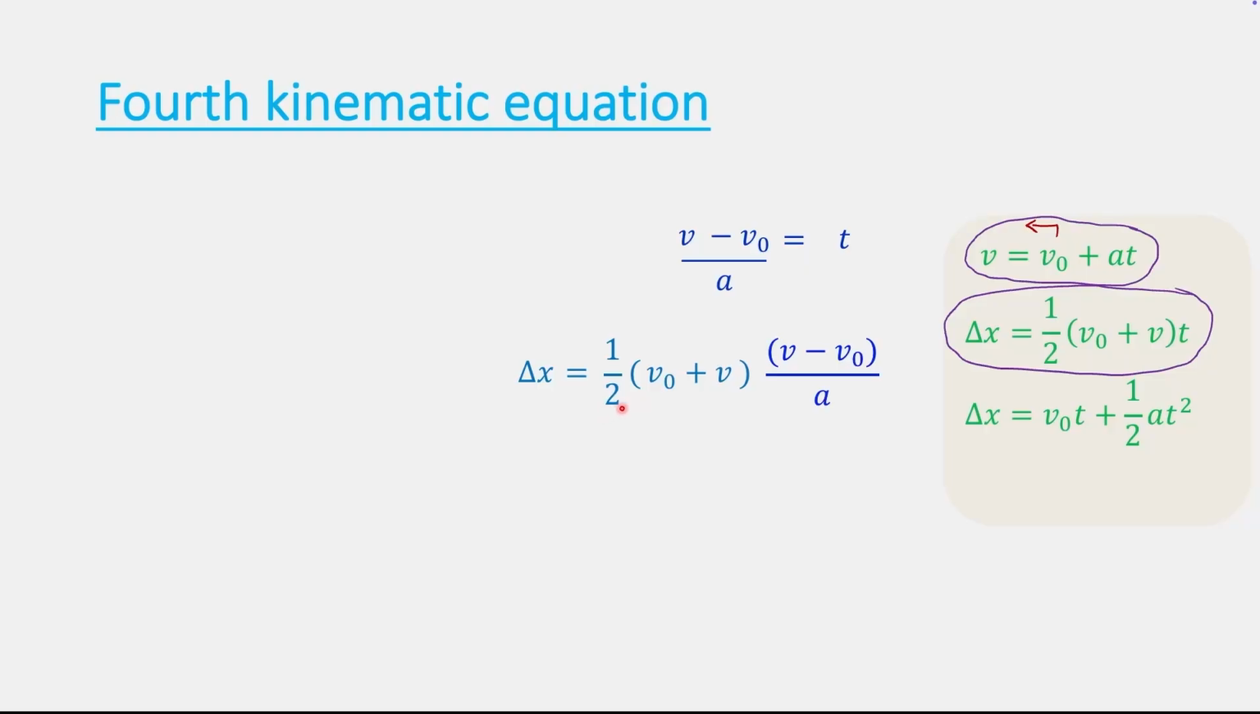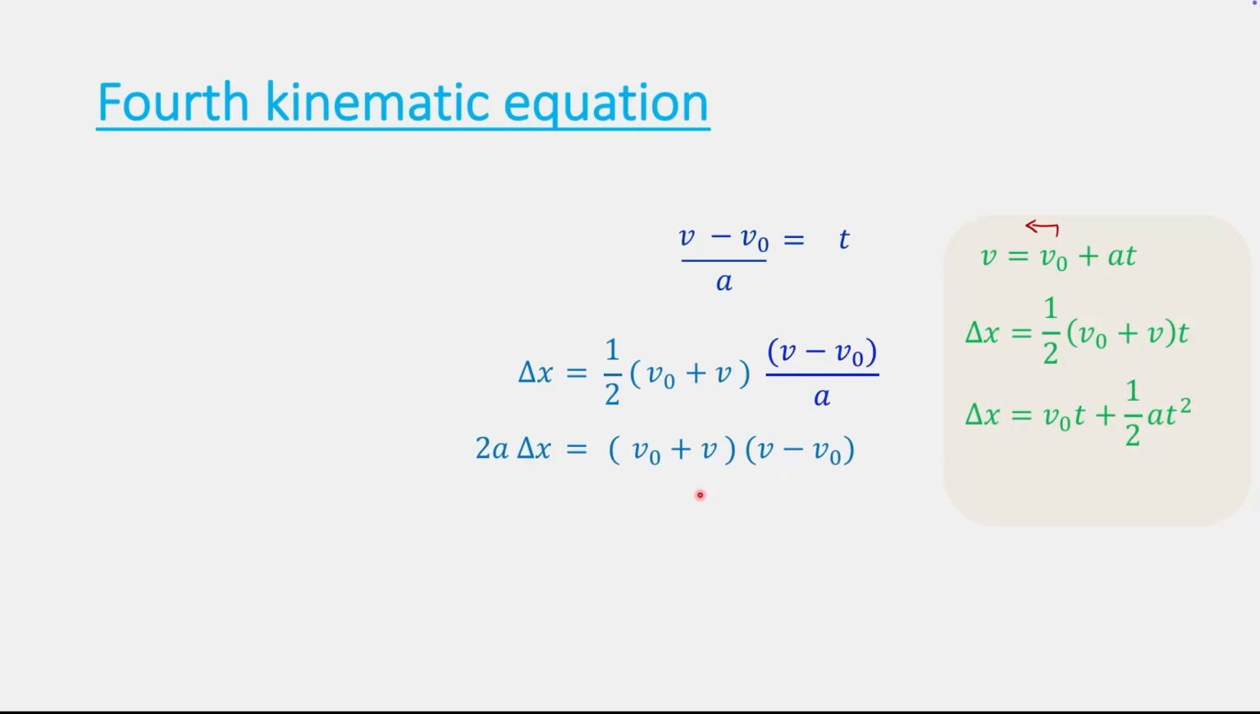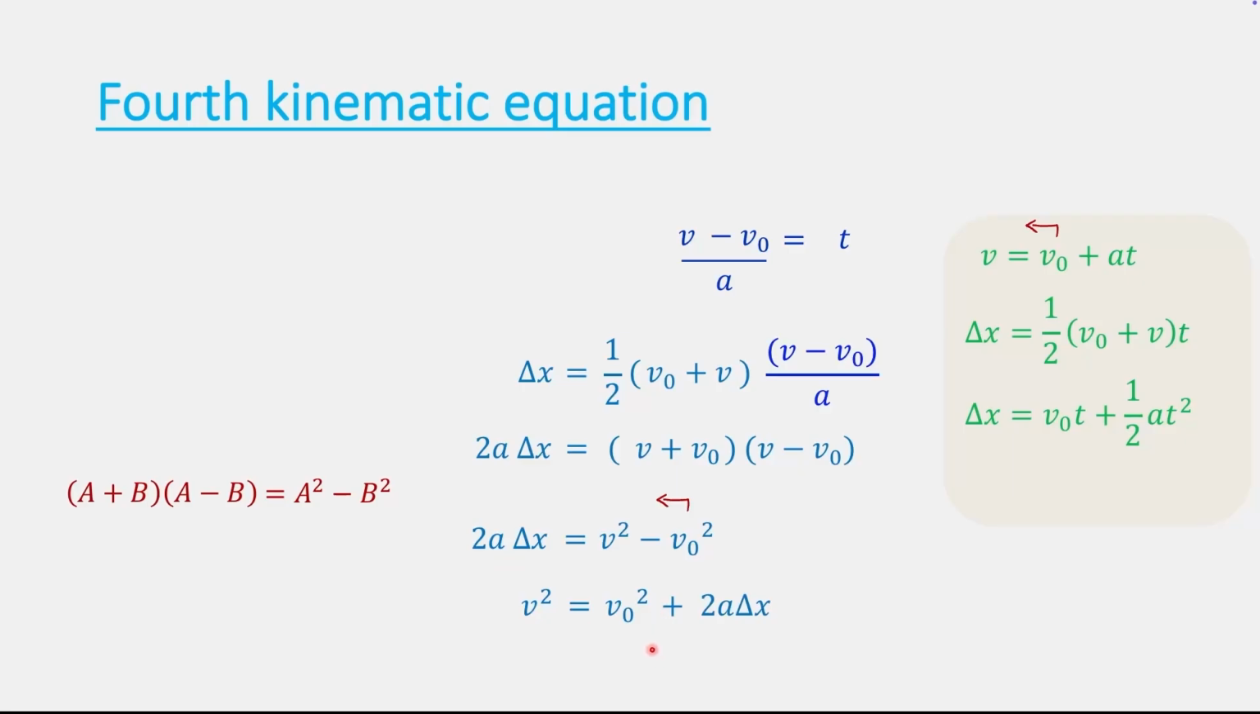Next, multiply by 2a. You get 2a delta x is equal to (v0 plus v) times (v minus v0). Next, I write v0 plus v as v plus v0. Now using this formula, the right-hand side can be written as v squared minus v0 squared. Next, move this term to the left-hand side. You get v squared is equal to v0 squared plus 2a delta x. This is the fourth kinematic equation. All the kinematic equations are derived now.